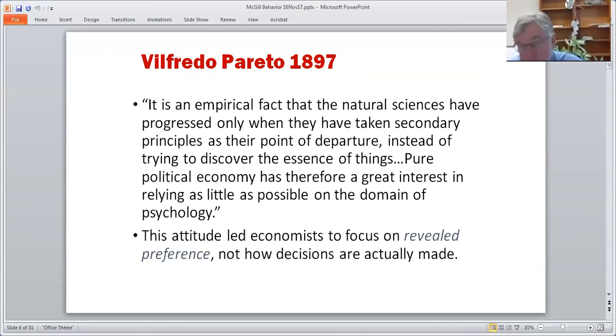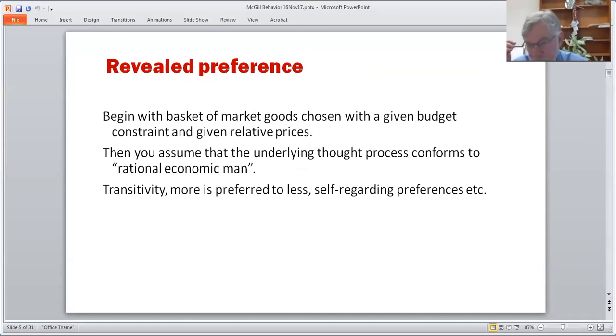So Pareto said, pure political economy has a great interest in relying as little as possible on the domain of psychology. Now, when he was writing, this probably made sense. Psychology was a new field. William James, I think, is considered the first psychologist, writing around 1900 or so. So there was a good reason for this, but there's really no reason now. But anyway, you begin with the market basket of goods, you look at what people choose, and then you assume that the underlying thought process conforms to this model of rational economic man: transitivity, non-satiation, and so on.